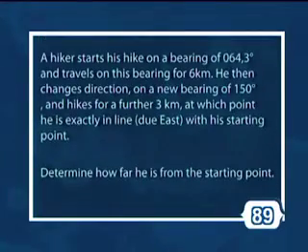We are told that a hiker starts his hike on a bearing of 64,3 degrees and he travels on this bearing for 6 kilometers. He then changes direction on a new bearing of 150 degrees and hikes for a further 3 kilometers, at which point he is exactly in line, or that's the same as due east, with his starting point. Determine how far he is from the starting point. Now guys, in order to attempt this question, we have to make an accurate sketch of what's going on.